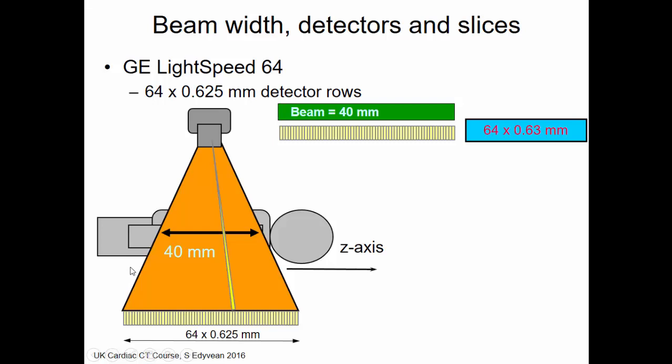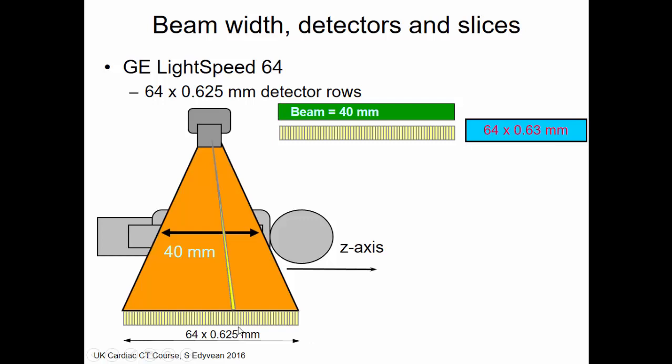So this is a GE Lightspeed 64 scanner. This is 40 millimeters, so it's not even covering the whole of the heart, but just for schematic view, we'll look at it like this. With 64 detector rows, in a side view we've got 64 detector elements. Each of these is 0.625 millimeters. So we can acquire the attenuation data on each of the detector elements. We can acquire 64 slices of image data.